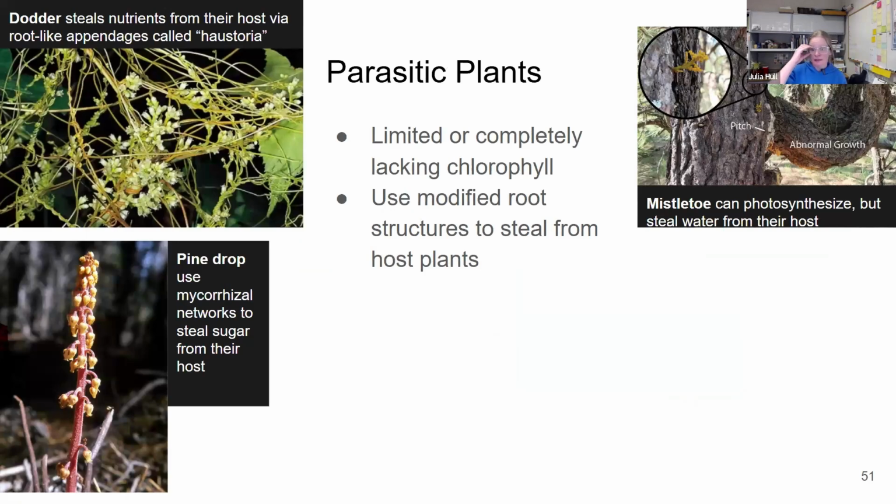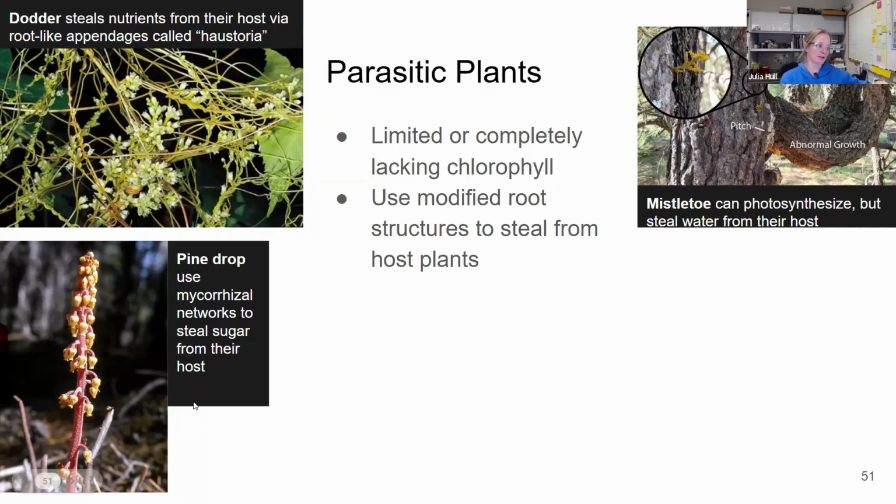Plants can also be parasitic. So some plants have lost their chlorophyll and need to obtain all their sugars from another plant because they can no longer do photosynthesis if they don't have chlorophyll. And so what they're going to do is steal that sugar either directly, like we see with this dodder. So this viney guy has wrapped itself around its host plant, and it's used its root-like appendages called haustoria to dig in to its host plant and suck out the sugars that it makes through photosynthesis, directly stealing those sugars.